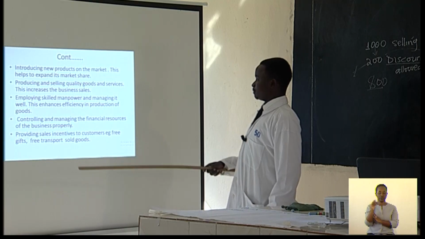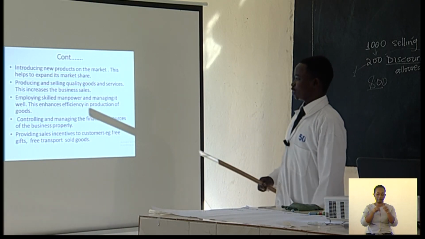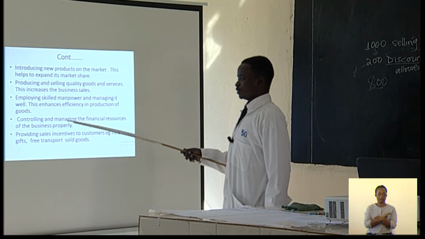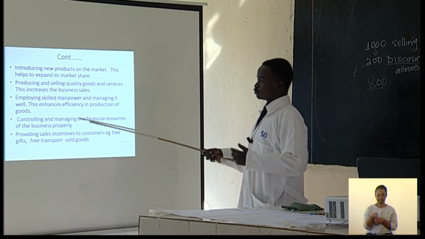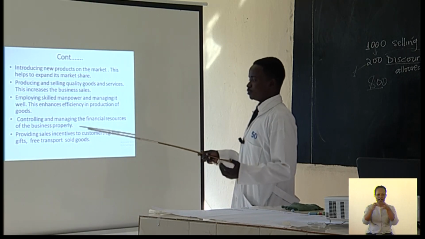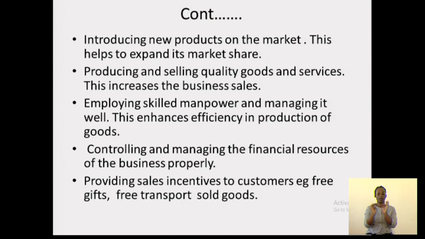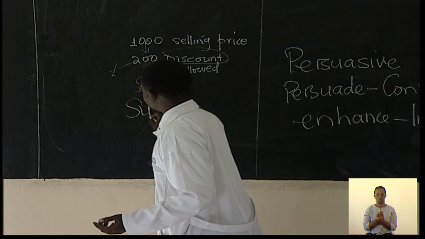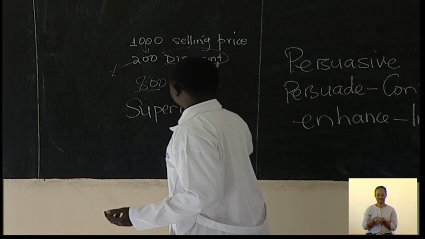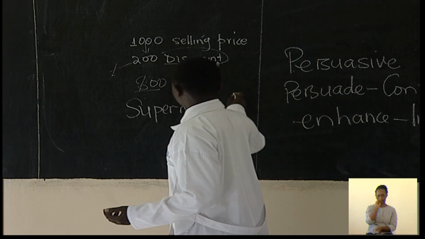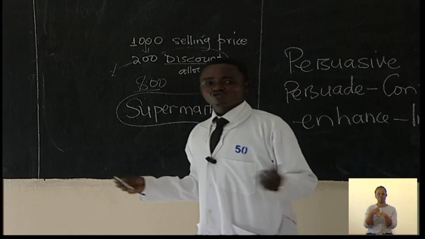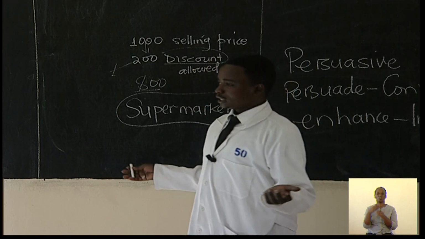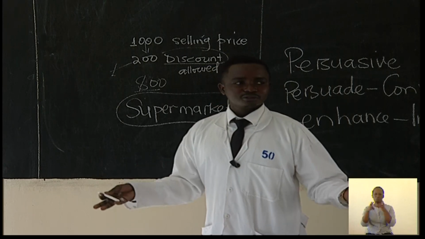We have controlling and managing the financial resources of the business properly. So in this case, you must be able to control and manage the financial resources of the business properly. For example, if you're a sole proprietor, you have maybe a supermarket. It's yours. Within this supermarket, you sell a variety of goods. Then you just carry out drawings of physical goods anyhow.